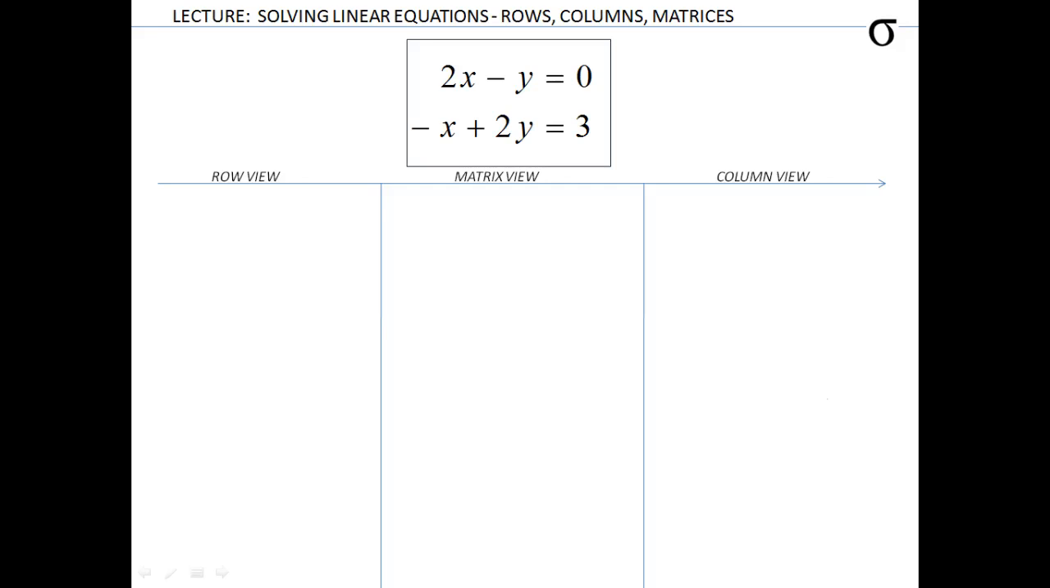Hey, welcome to this tutorial on solving linear equations. We will look in this lecture at three perspectives to solving a linear equation.